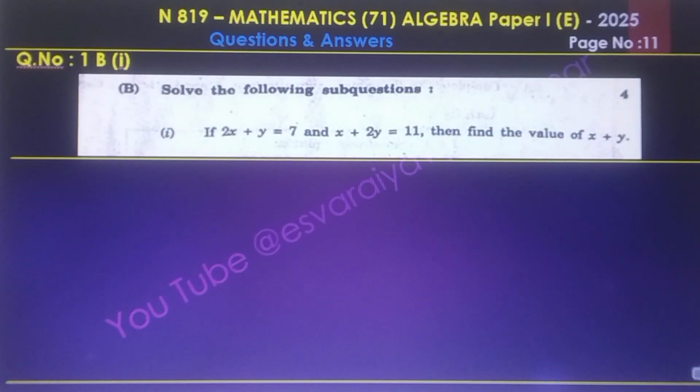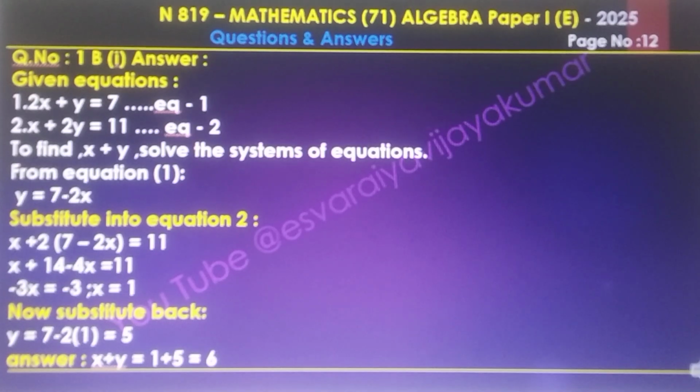Question number 1B1. Equation 1: 2x plus y equal to 7. Equation 2: x plus 2y equal to 11. To find x plus y, solve the system of equations. From equation 1 we get y equal to 7 minus 2x. Substituting this in equation 2 and simplifying, then substituting back, we get x plus y equal to 1 plus y equal to 6. 6 is the final answer.